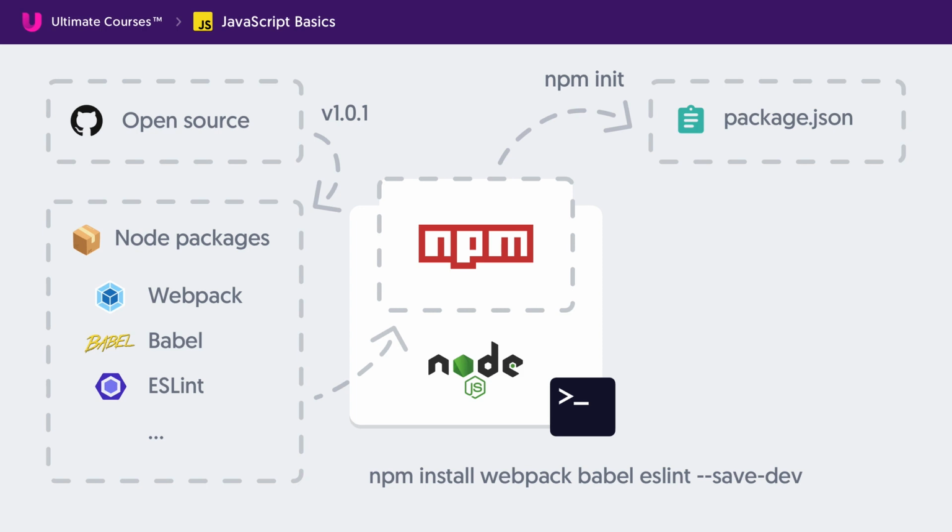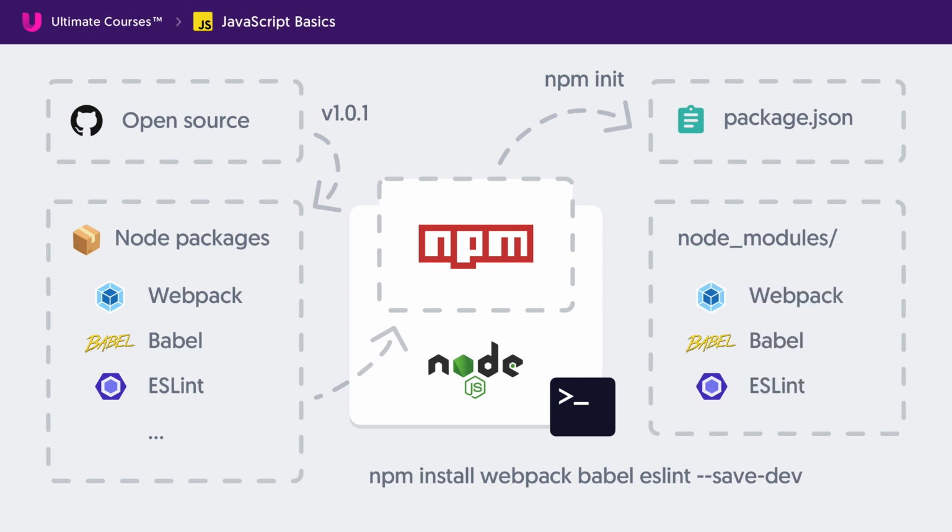Once npm has finished downloading our packages, it then creates a new folder inside our project. This folder is then called our node_modules. So this is where all of our packages exist. This means that Webpack, Babel, ESLint, and any other packages that we'd like to include are now available locally in our project.